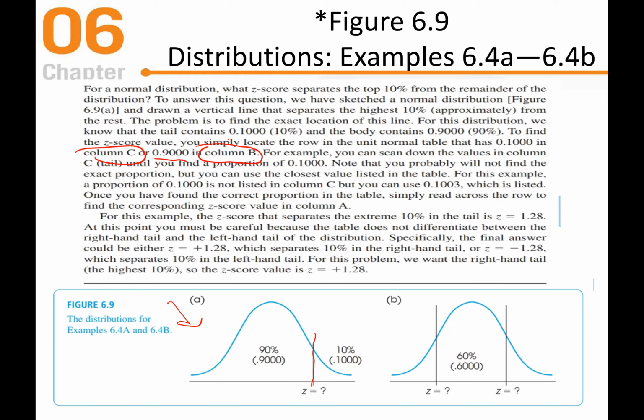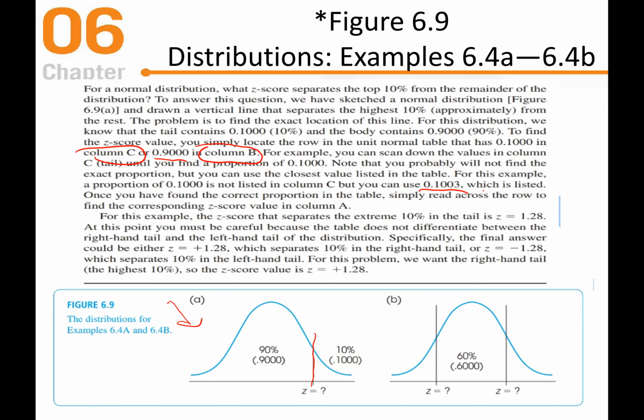Note, this is very important, that you probably will not find the exact proportion, but you can use the closest value listed in the table. For this example, the proportion of 0.100 is not listed in column C, but you can use the closest one to it, which is 0.1003, which is listed. And then once you have found the correct proportion in the table, you simply read across the row to find the corresponding z-score value in column A.